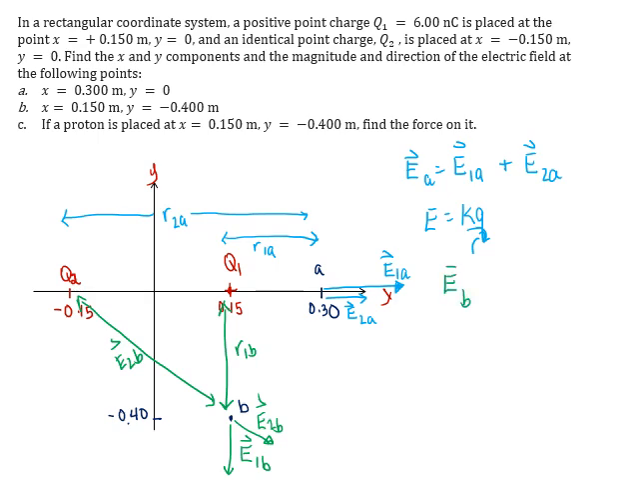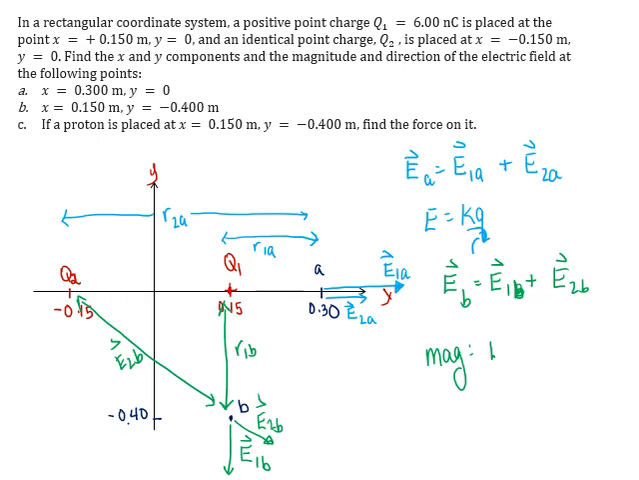Then we'll find our net electric field at point B, doing a vector sum, E1B plus E2B. Okay, so that's the idea. That'll give us our answer in vector notation. If we want to find the magnitude, remember you've got to use the Pythagorean theorem there.